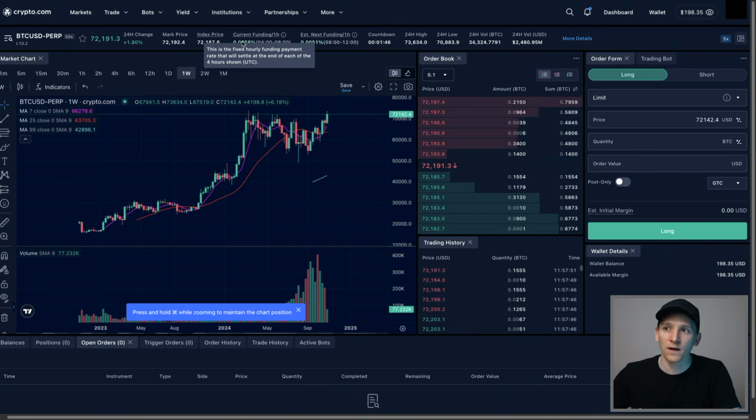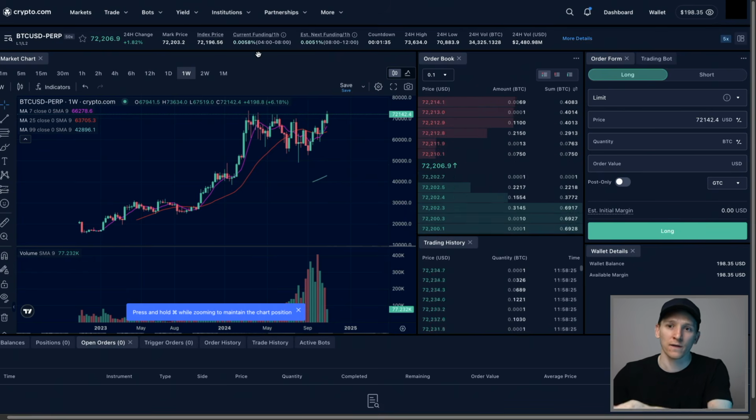You can see this funding, I think it's exchanged every 8 hours or so. You can see the countdown here. And if you are long and the funding rate is positive, you have to pay this out to short sellers. So it's a cost that you're going to pay. The longer you have this open, the more you're going to pay potentially.